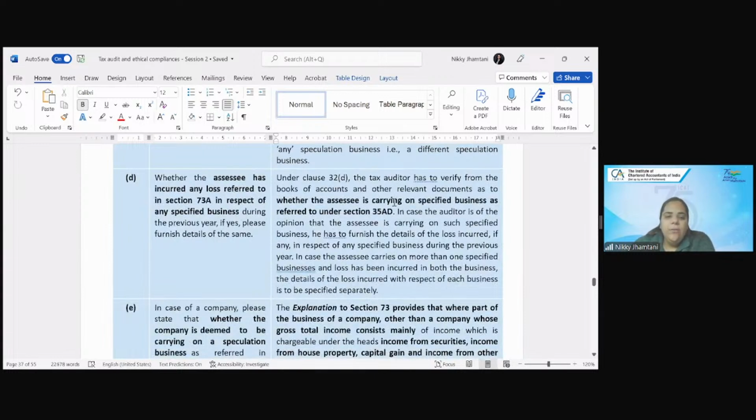Next, subclause D relates to whether the assessee has incurred any loss referred to in Section 73A in respect of any specified business during the previous year. If yes, please furnish details of the same.